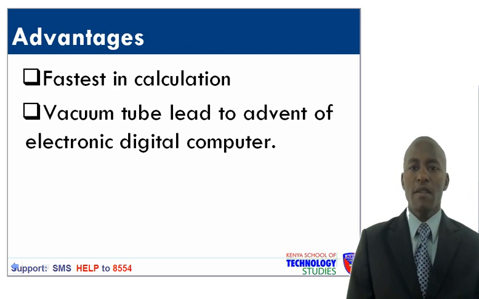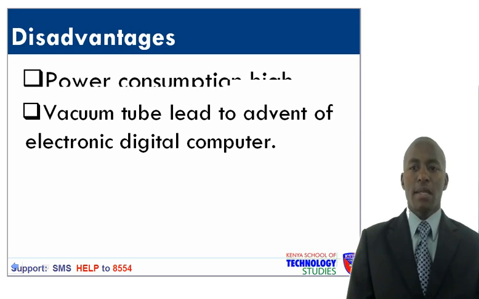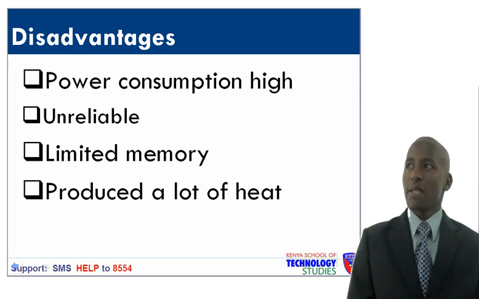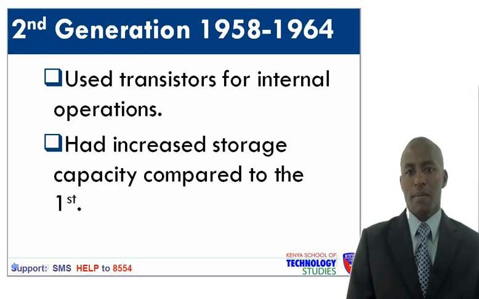Let us now look at the advantages of the first generation type of computer. It was fastest in calculation, but only during its days. Again, it used a vacuum tube that led to the advent of electronic digital computer. Disadvantages: it had high power consumption, it was unreliable, it had limited memory, and produced a lot of heat.